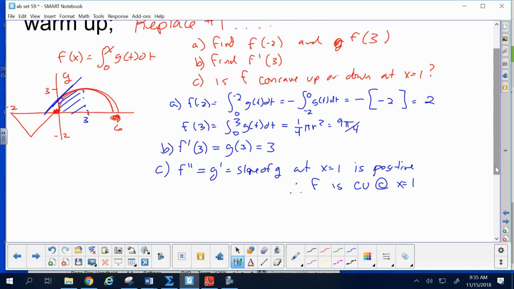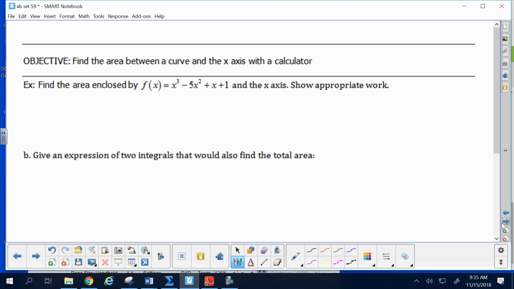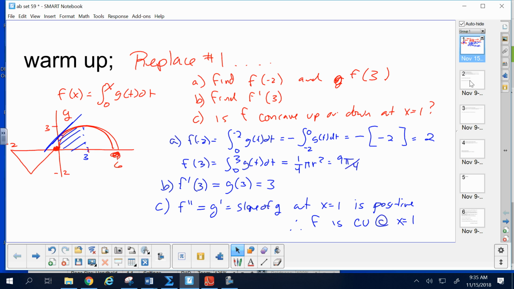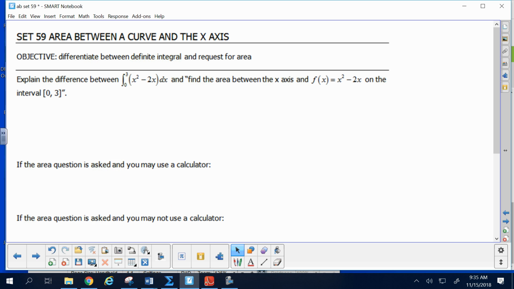You with me? Okay, today's idea is out of order in my slides. So let's talk area between a curve and the x-axis. This is a pretty big idea of calculus, and it's actually several lessons. Then we'll get into volumes of three-dimensional figures. So this is just the tip of the iceberg.